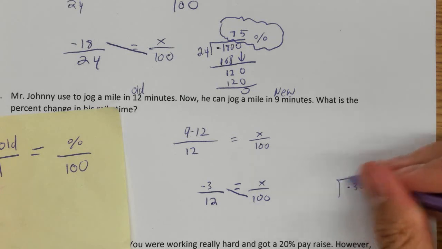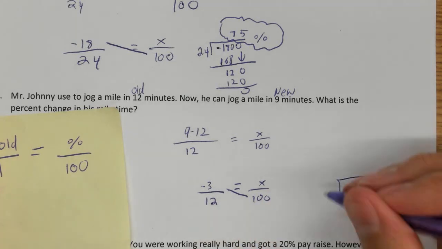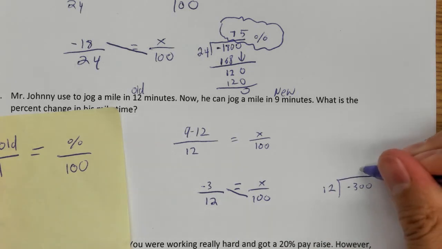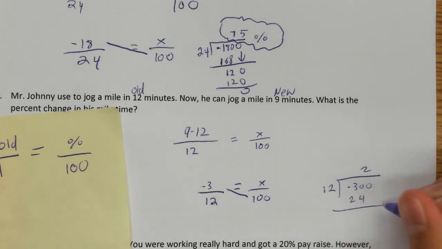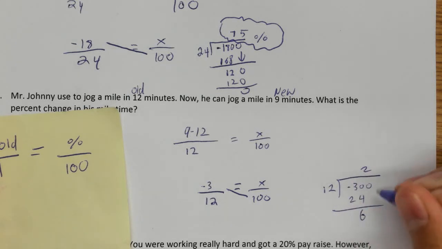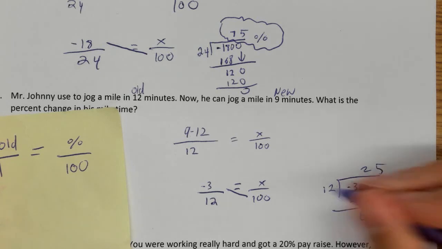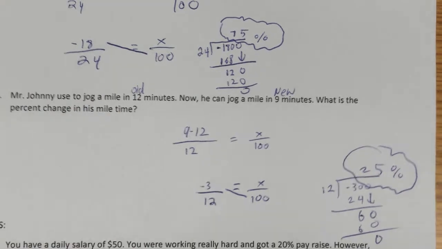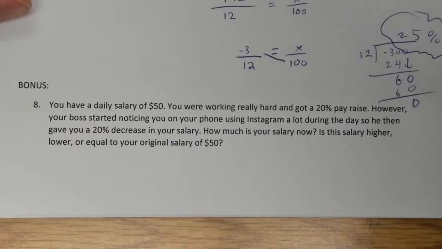Okay? I want to divide this by the number on the bottom, aka the denominator. 12 goes into 30 2 times. 24 is what 12 times 2 is. 30 minus 24 is 6. Bring down my next digit, 0. 12 goes into 60 5 times. 5 times 12 is 60. 60 minus 60, 0. Boom shakalaka. 25% is your answer. Okay, going on to the bonus questions.